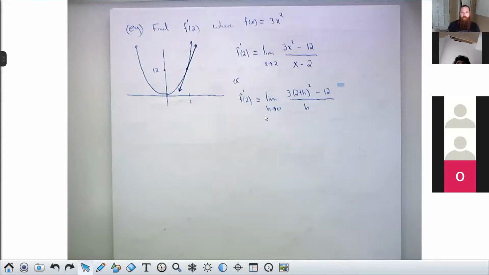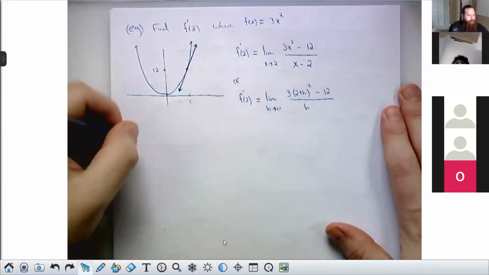Sometimes this limit is easier, sometimes this limit is easier, and it's really just a matter of taste. What would you guys like to do? I would say it's the one on top. I like the top one here also. I think the top one's a little easier. We can do both. There's a request to do both. So let's do it the top way first.